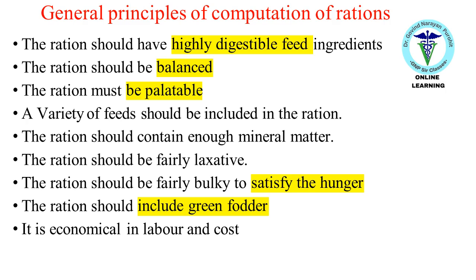General principles of computation of rations. The ration should have highly digestible feed ingredients. The ration should be balanced. The ration must be palatable. A variety of feeds should be included in the ration. The ration should contain enough mineral matter. The ration should be fairly laxative. The ration should be fairly bulky to satisfy hunger. The ration should include green fodder and should be economical.